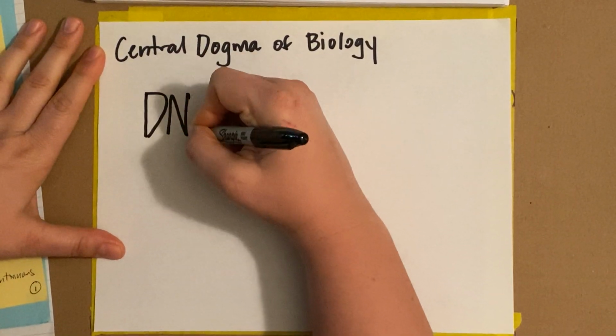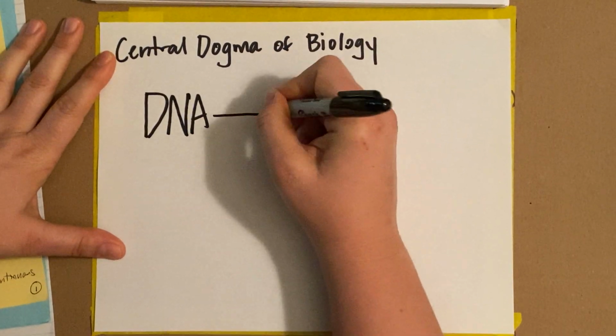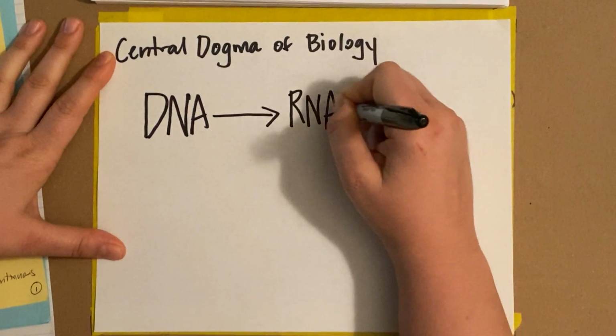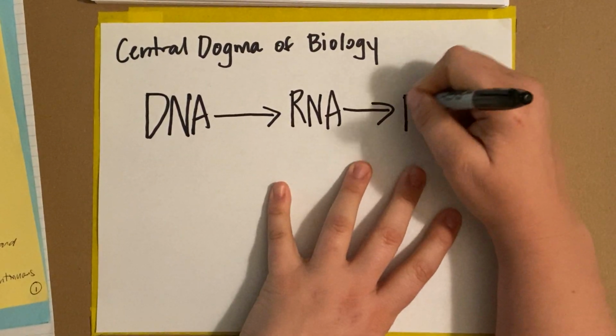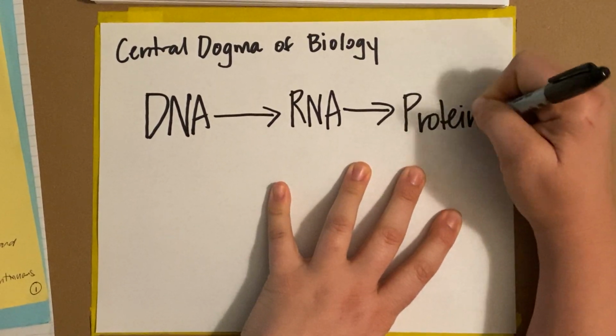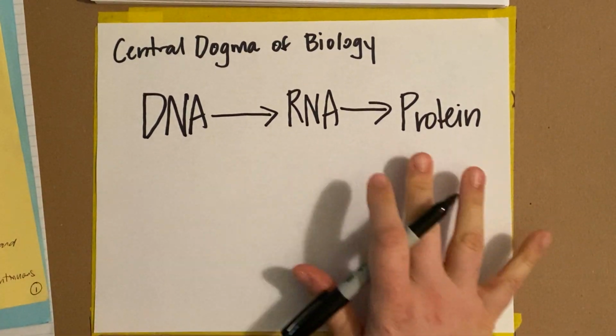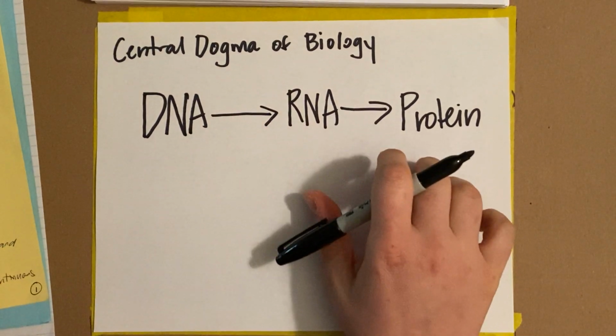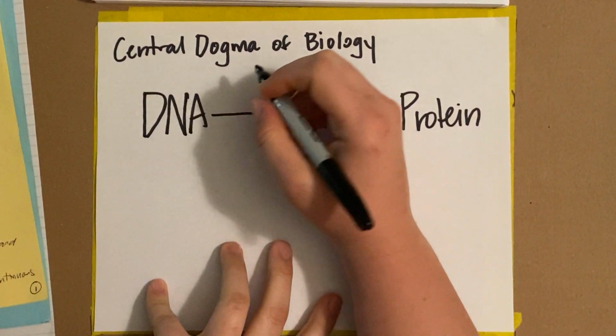So you have DNA. DNA is going to be turned into RNA. And RNA is going to be turned into protein. Okay? Now, this is only a small portion of the picture because it doesn't tell us how we actually do this. And so we have to add in some more details.